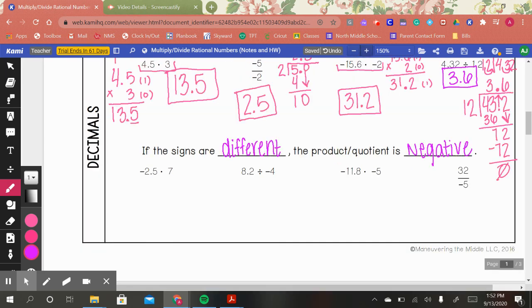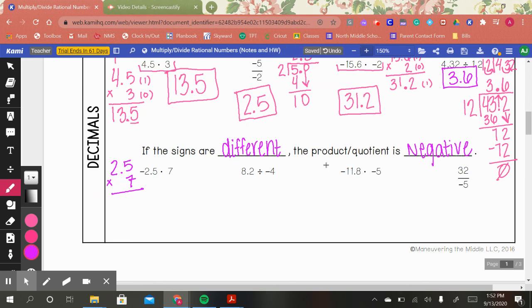If the signs are different, then our product or quotient will be negative. Okay, so again, we need to look at the first one. We have a negative answer because we have opposite signs. We will go ahead and line them up. 2 and 5/10 times 7. And again, we are lining up digits. We are not lining up decimals.